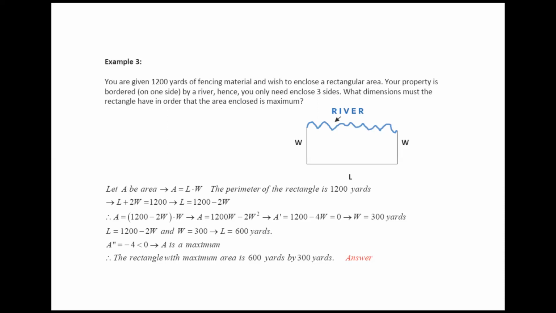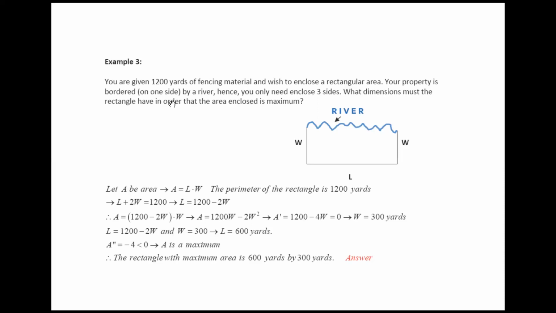Now we need to find L. Well, L is 1200 minus 2 times 300, and that's going to give me 600. So L is 600. So this time we do not have a square. We have a rectangle that's 600 by 300 yards. We take the second derivative, and that's -4. Again, less than 0 tells us we have a maximum.